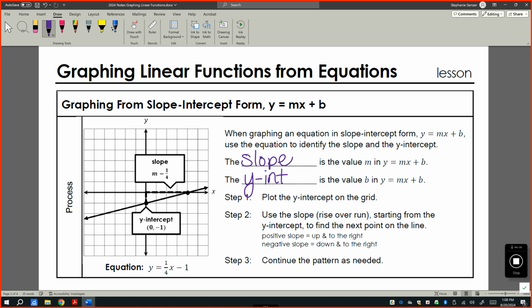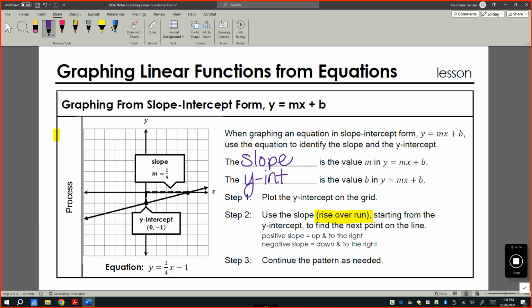The notes, the directions on how to do this are right here. You don't have to copy them down. They're given to you. Step 1, we're going to put the y-intercept on the grid. Step 2, we're going to use the slope, and this is super important because slope is rise over run, okay? Maybe you saw some of those questions in that game, okay? Starting from the y-intercept to find the next point on the line, okay?